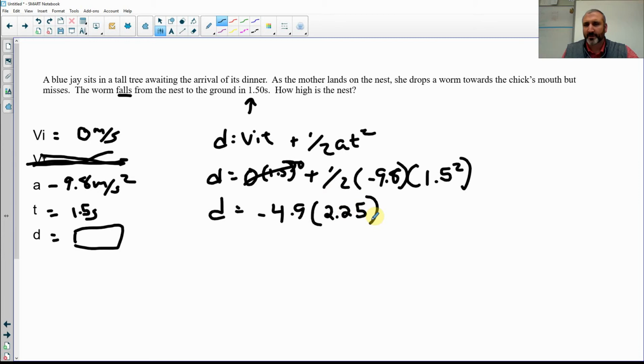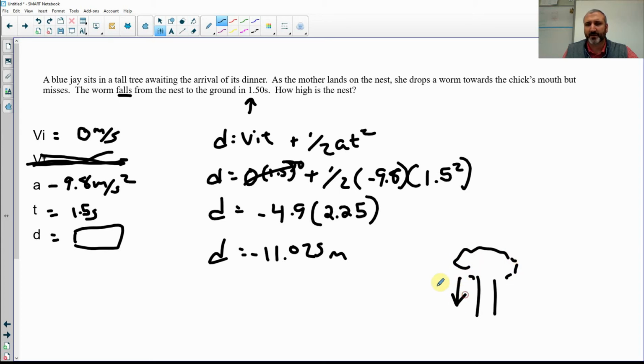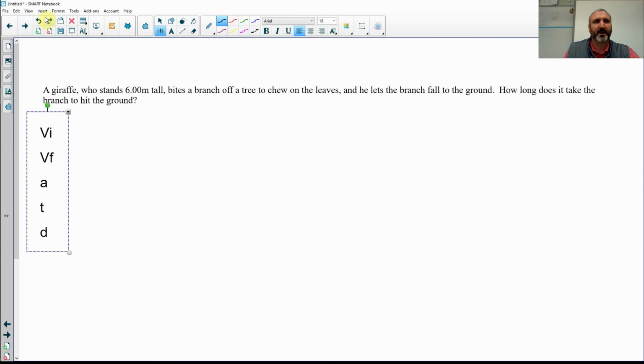So 2.25 times negative 4.9 is a displacement of negative 11.025 meters. So that's how far it falls. So the nest is positive 11 meters high. The thing drops 11 meters, which means it started here at 11.025 meters high.